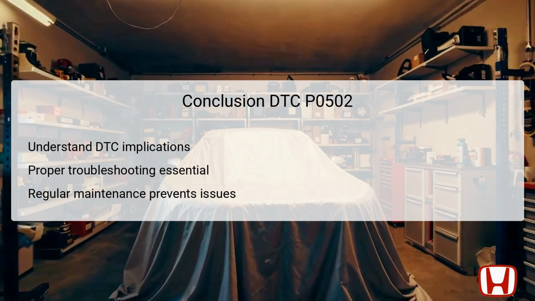A structured approach, starting from problem verification to detailed checks of the speed sensor and related wiring, is necessary to identify and rectify the underlying issue. Regular maintenance practices can further minimize the risks of encountering similar DTCs in the future. By staying vigilant with vehicle inspections and ensuring the integrity of critical electrical connections, owners can maintain optimal performance and reliability of their vehicles.